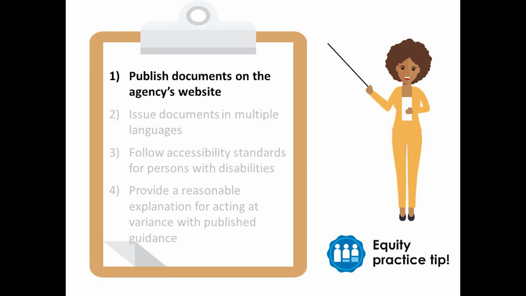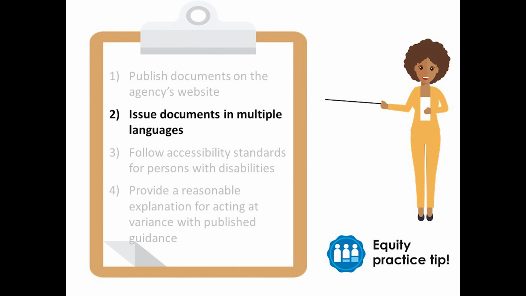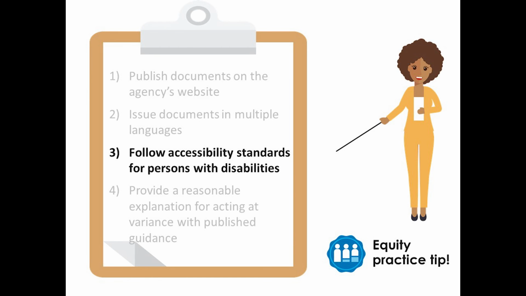Some states, like Arizona, have APAs that mandate the publication of guidance documents online. Second, Wendy can issue the guidance document in multiple languages so that the information is accessible to speakers with limited English. Some states, such as California, have laws that require or encourage local agencies to provide language access services to speakers with limited English. Third, Wendy can follow accessibility standards for persons with disabilities. The federal government and many states have adopted legislation that sets accessibility standards for digital information.